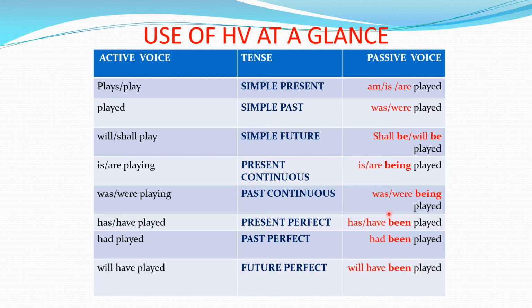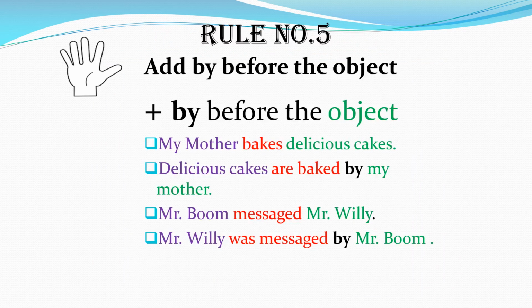Now let's move on to the next rule, that is rule number 5. Add by before the object. My mother bakes delicious cakes. Delicious cakes are baked by my mother. My mother is the object, and so we have placed by just before the object.